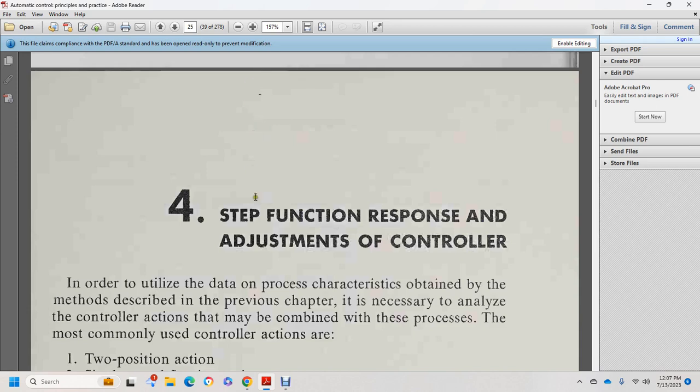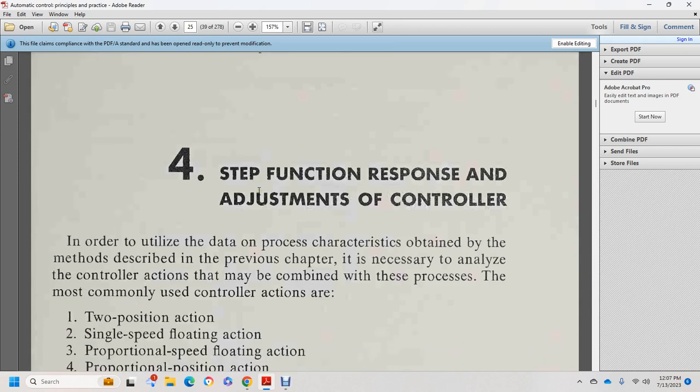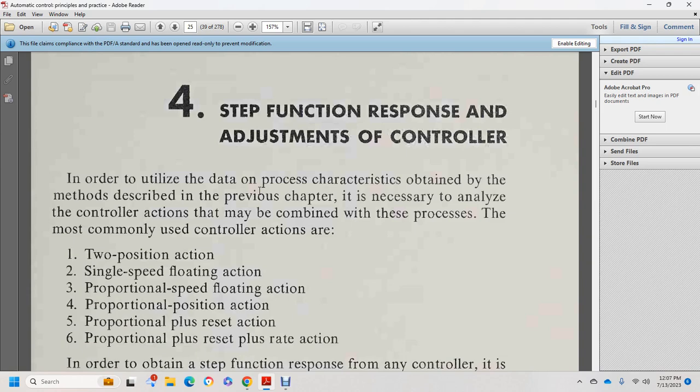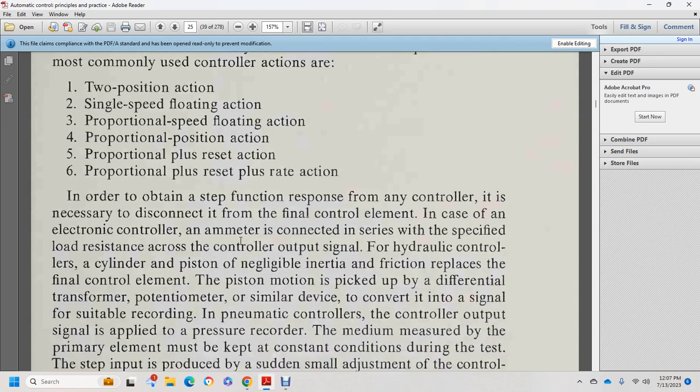Most commonly used are the control actions: two position action, single speed floating action, proportional speed floating action, proportional position action, proportional plus reset action, proportional plus reset plus rate action. In order to obtain a step function response for the permanent control, it is necessary to disconnect the final control element.